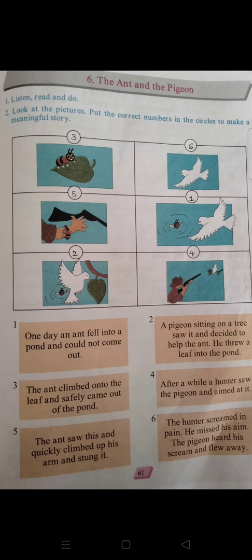So what did the ant do? The ant quickly climbed on the hand of the hunter, and he bit that hunter. He bit that hunter so badly that his gun fell down and he was not able to shoot the pigeon. Because of this, the pigeon was also saved and he also flew away happily.